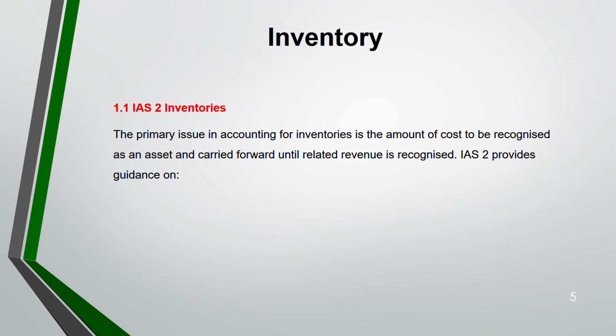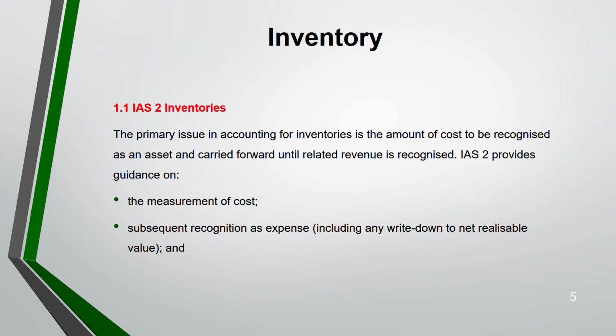The primary issue in accounting for inventory is the amount of cost to be recognized as an asset and carried forward until related revenue is recognized. IAS 2 provides guidance on measurement of cost, subsequent recognition as an expense, also including any write down to net realizable value, and cost formula, which may be used to assign the cost to inventories.